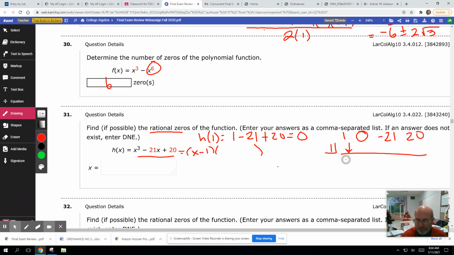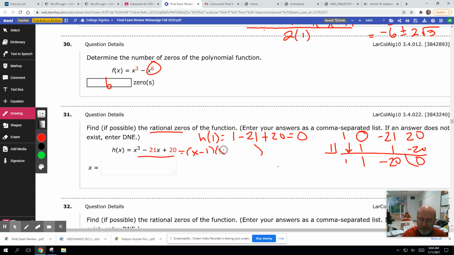I bring down the 1. We did this last week. Multiply by 1 in a box. Put it over here. Add the column. Multiply by 1 again. Put it here. Get negative 20 when I add that column, multiply by 1 again. Get negative 20. And that tells me my remainder is 0.